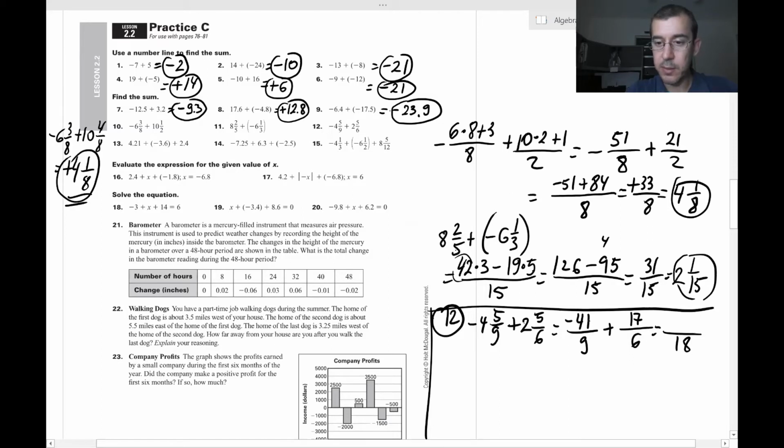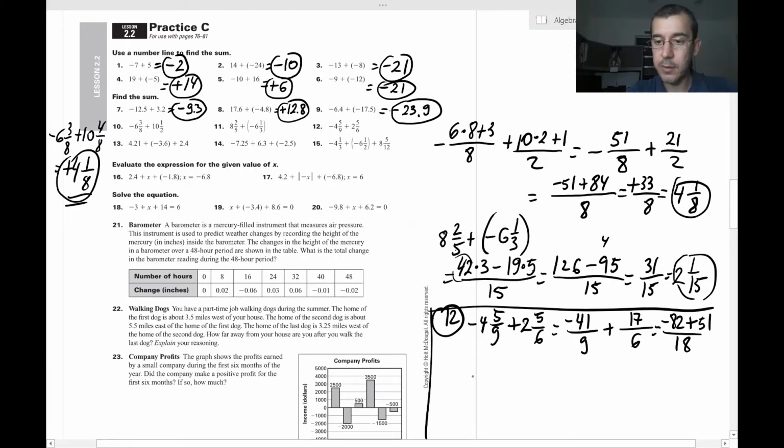So we have to multiply minus 41 times 2, which is minus 82. Then we multiplied 6 by 3 to get 18. So we have to multiply 17 by 3, or that is 51. 17 times 3 is 51. Because 3 times 10 is 30. 3 times 7 is 21. 30 plus 21 is 51.